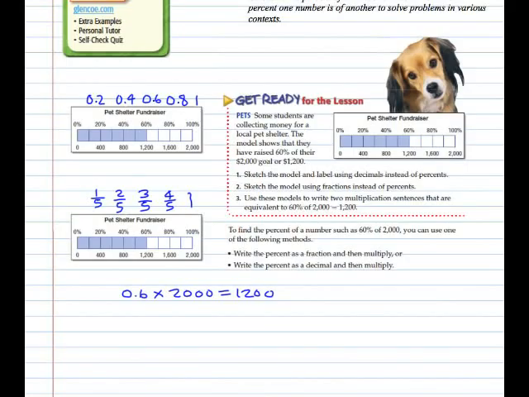Or we could go to our second model where we have a fraction. We could write 60% as the fraction 3/5. Take that times 2,000. Make that a fraction if you want. Also gives us 1,200. To find the percent of a number such as 60% of 2,000, you can use one of the following methods. Write the fraction or percent as a fraction, or write the percent as a decimal. And in each case, multiply.